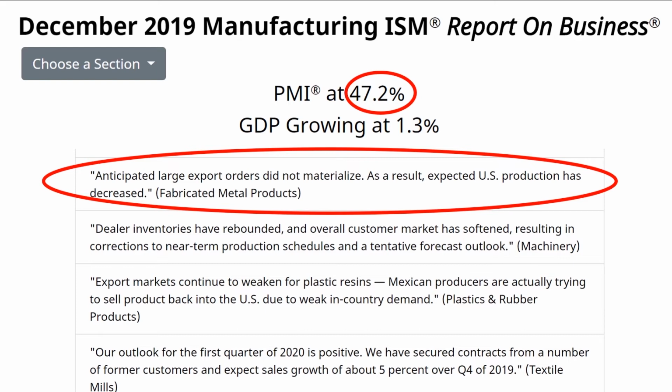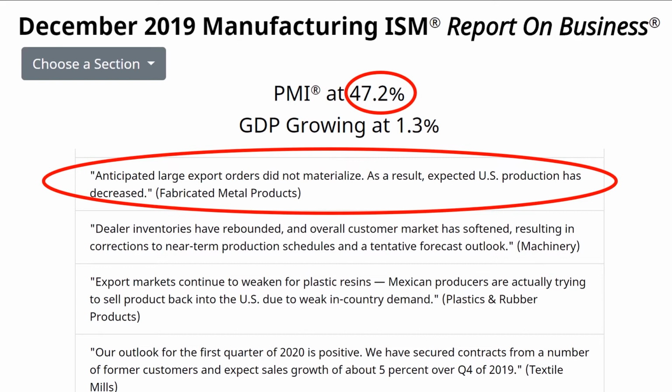For example, we could see that the fabricated metal product sector has stated, as I've circled on the screen there, that large export orders did not materialize. As a result, the US production has decreased. Would you now go out there and buy a stock of a metal fabrication company? A stock in that particular sector? Of course you wouldn't. You've literally just been told that production will decrease and a large number of the export orders have not actually materialized. If anything, you should be thinking, right, let me short these stocks over the next few months, and that is a smart decision.